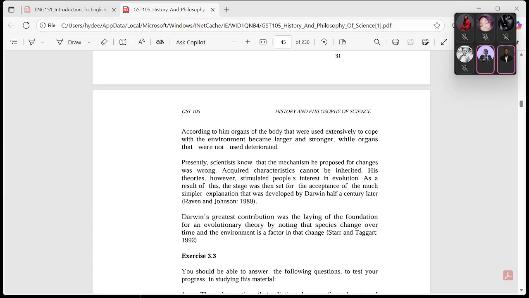Now we move over to Darwin and modern evolutionary thought. Charles Robert Darwin provided the first scientific explanation for the diversity of life based on his observations during the voyage.